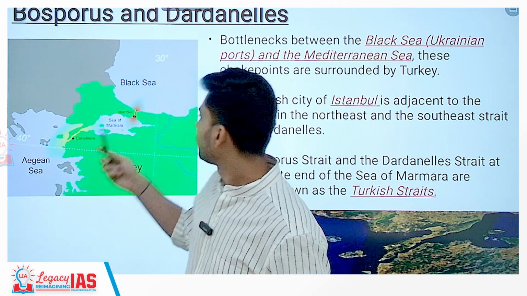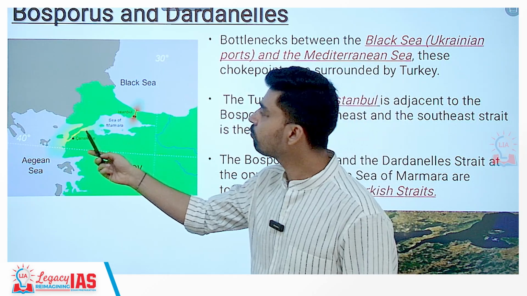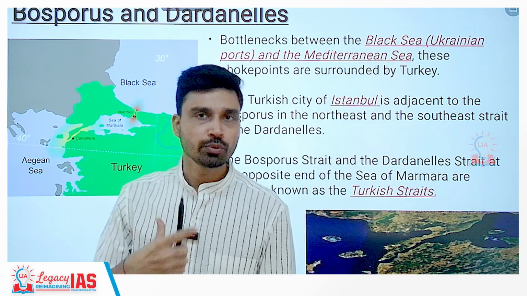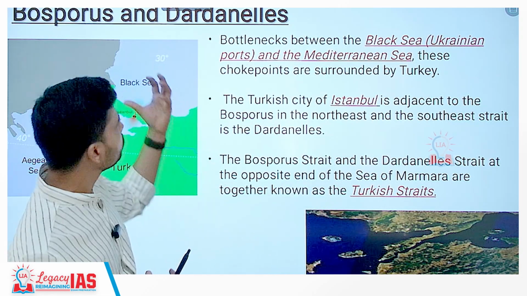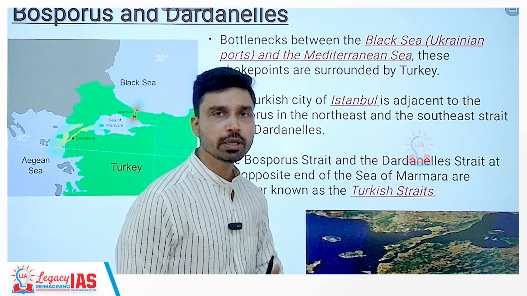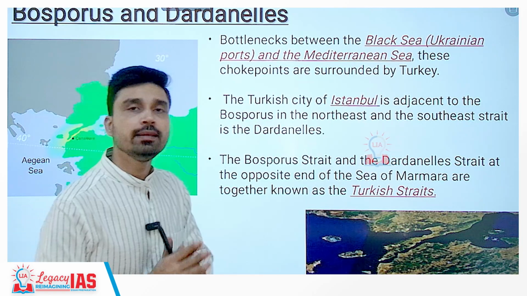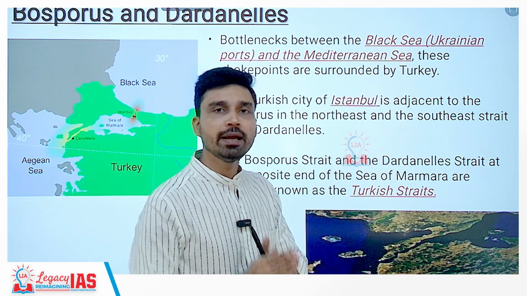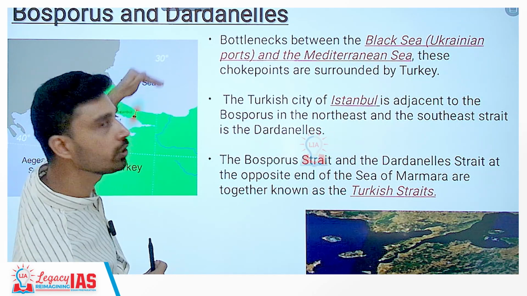That means connecting the Black Sea to the Sea of Marmara is the Bosphorus, and connecting the Sea of Marmara to the Aegean Sea is where the Dardanelles Strait is situated. Collectively, since both these straits are controlled by Turkey, they are commonly also referred to as the Turkish Straits, and they are again very vital straits in the world because they connect the entire Eurasian continent.